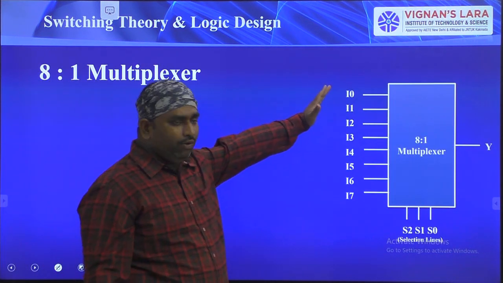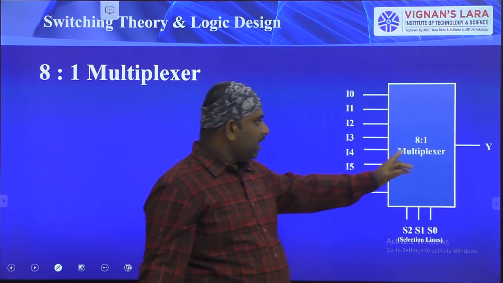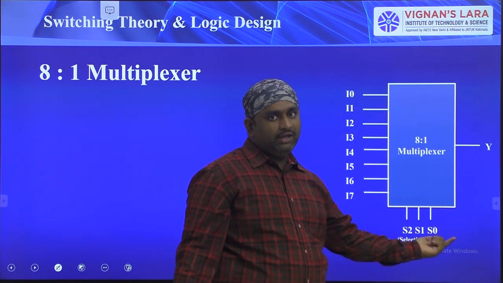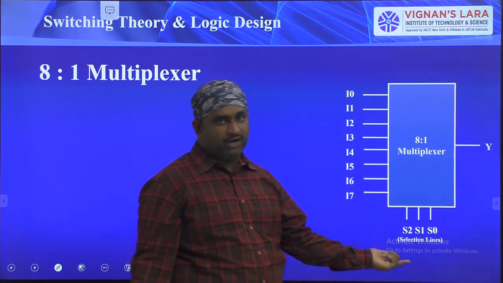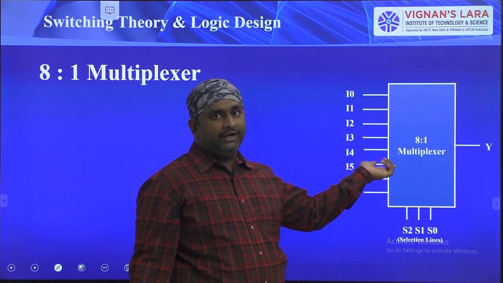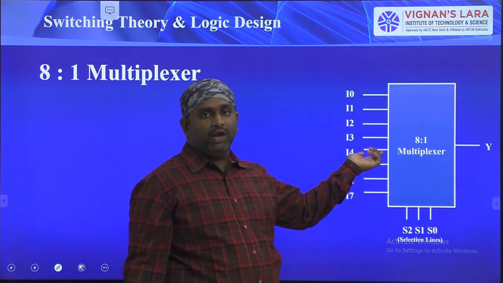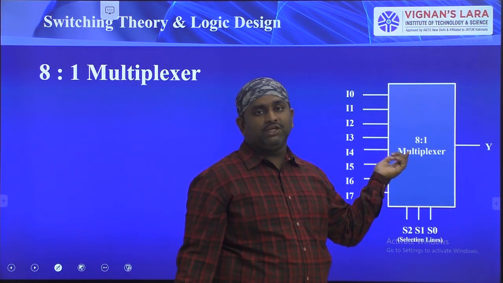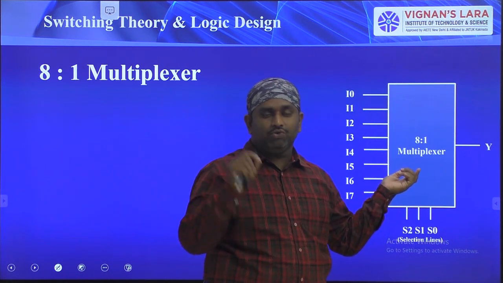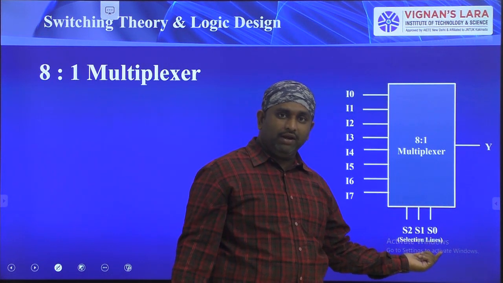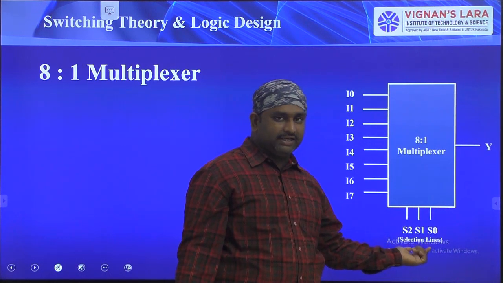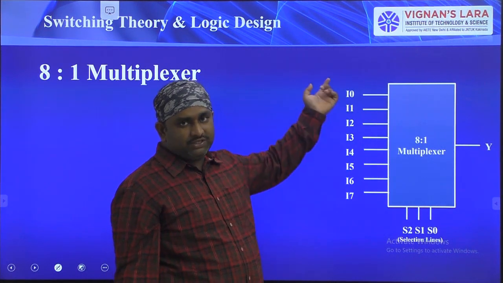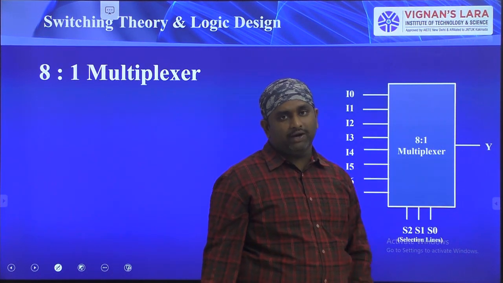So here we have 8 inputs, and here we have only one output. And here we have S2, S1, S0, 3 selection lines. Why do we have 3 selection lines? The multiplexer is an 8:1 multiplexer, where 8 we have to represent in the form of 2 power n. So 8 is equal to 2 power 3. So here 3 is equal to the number of selection lines. For that reason we have taken S2, S1, S0 as the selection lines and inputs are I0, I1, I2, I3, I4, I5, I6, I7. These are the input lines and only one output line, that is Y.